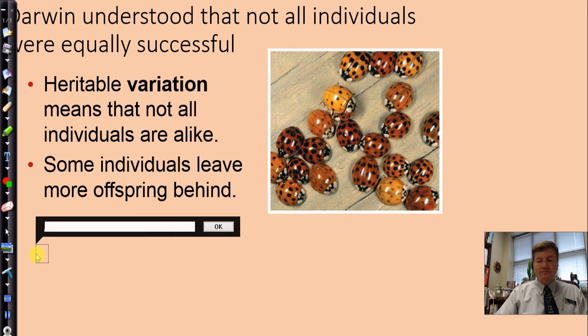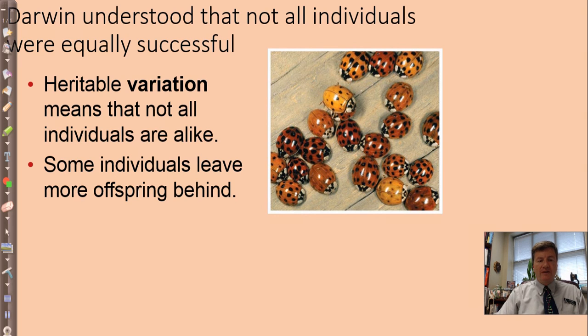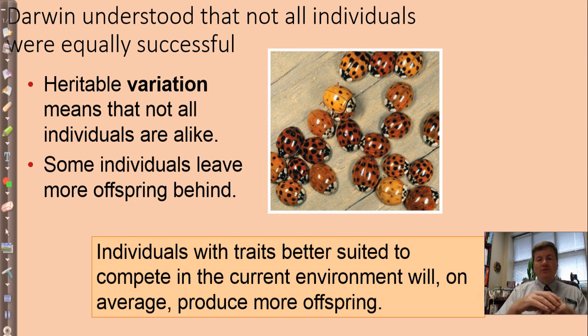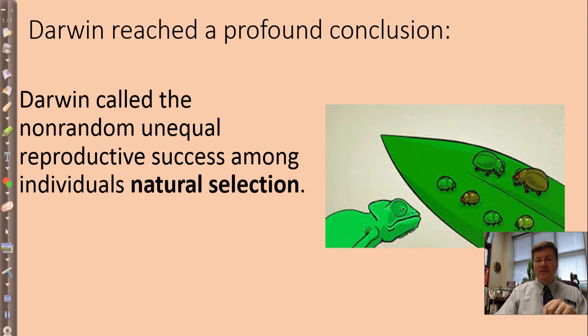So, let me come back, sorry. Individuals with traits better suited for that environment compete better and will therefore, on average, leave more offspring. I'm going to say it one more time. Important stuff. Individuals with traits better suited to compete in that environment, because environments can change, but individuals for that environment with the best traits are, on average, going to leave more offspring for the next generation.